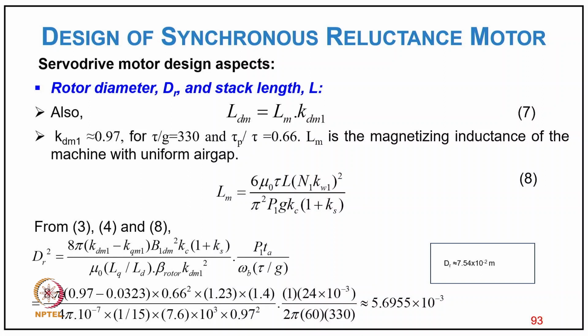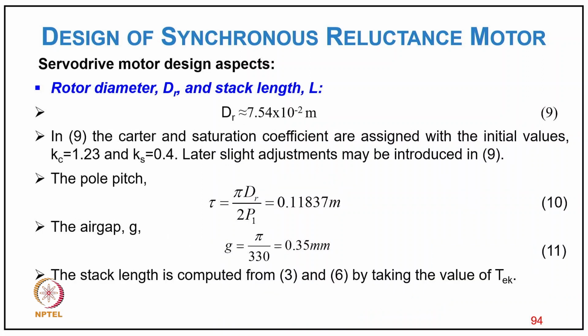From these equations, dr square equal to 8 pi in bracket KDM minus KQM, Bg1 square Kc 1 plus Ks, divided by mu0 LD upon LQ upon LD into rho rotor into KDM square into P1 tau p upon omega b, tau p upon tau. Putting the value, it comes 5.6955 into 10 power minus 3, and from which you get dr equal to 7.54 into 10 power minus 2 meter. So rotor diameter dr equal to 7.54 centimeter.